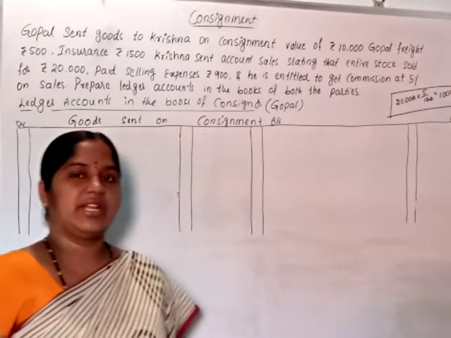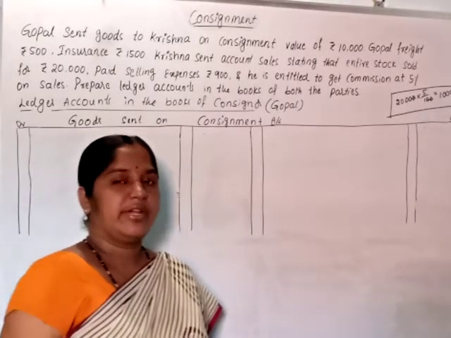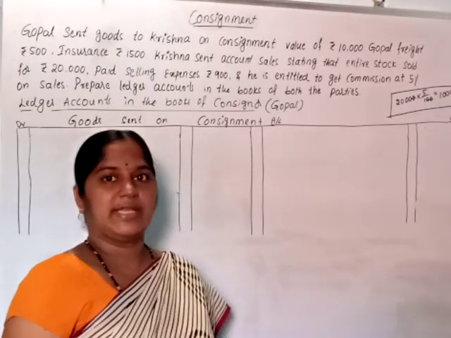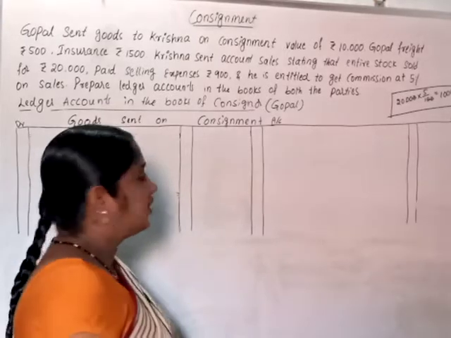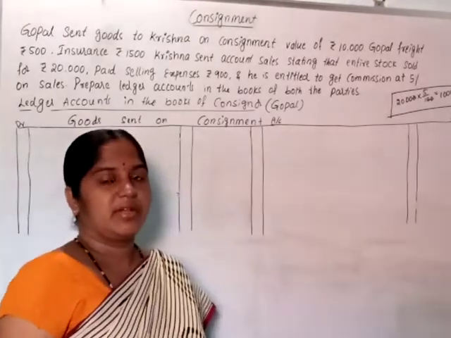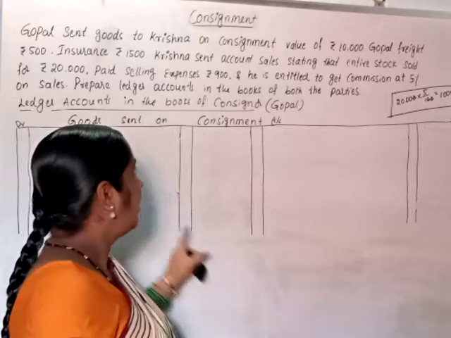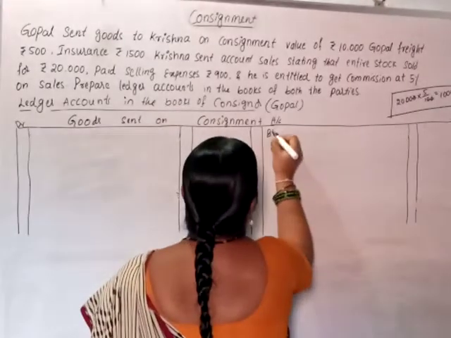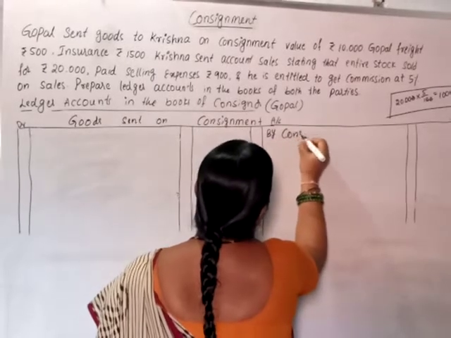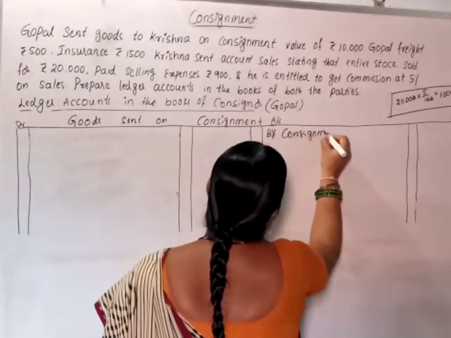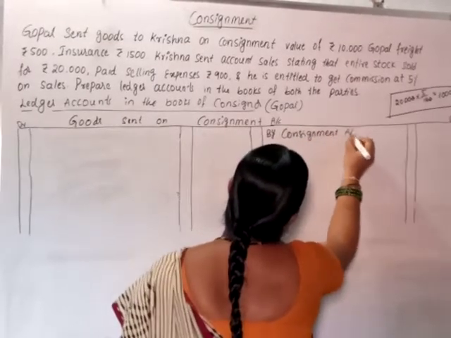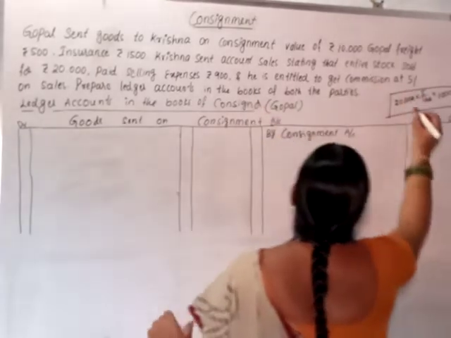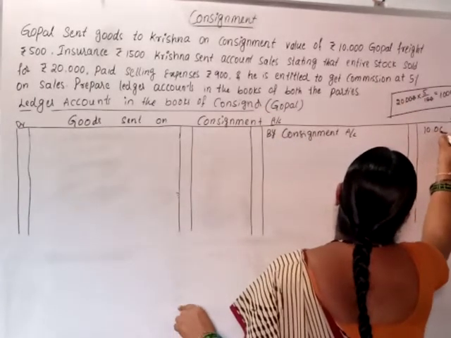So what is the first journal entry? Consignment account debit to goods sent on consignment account. In this journal entry, goods sent on consignment account we credited. That's why this account is affected on the credit side. Write as "By consignment account". Value of the goods sent is 10,000 rupees.